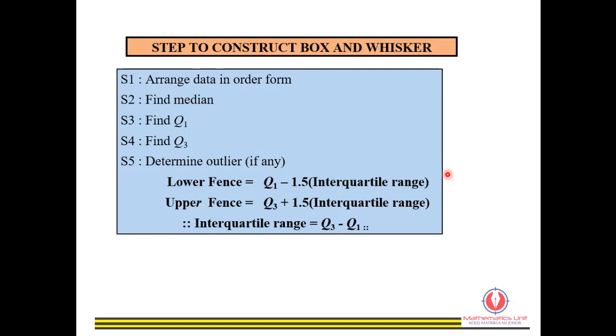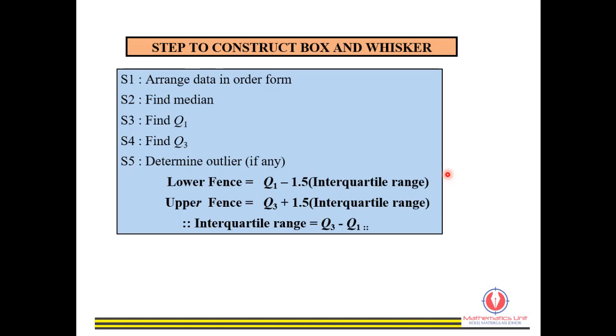Step 1, arrange data in order. Step 2, find the median. Step 3, find the first quartile. Step 4, find the third quartile. This median and these quartiles we already learned in Part 6.2 Part 2. And Step 5, determine the outlier. To determine the outlier, we need to calculate the lower fence and upper fence.